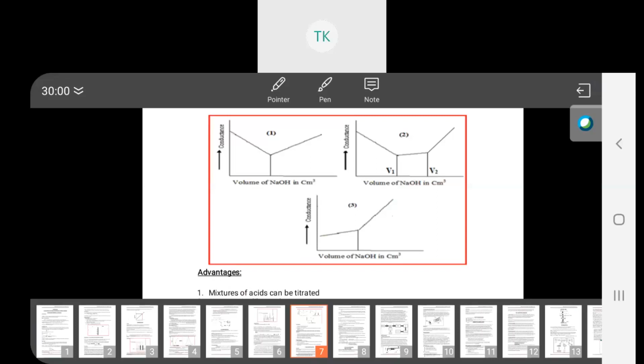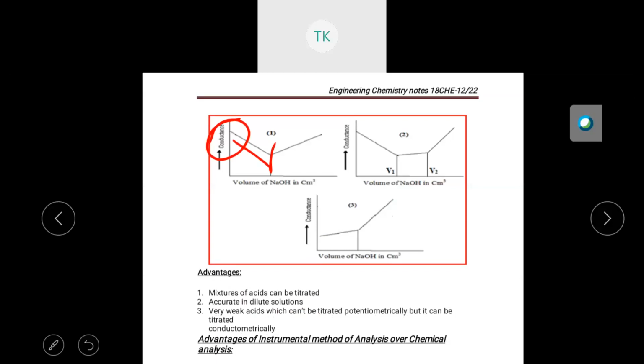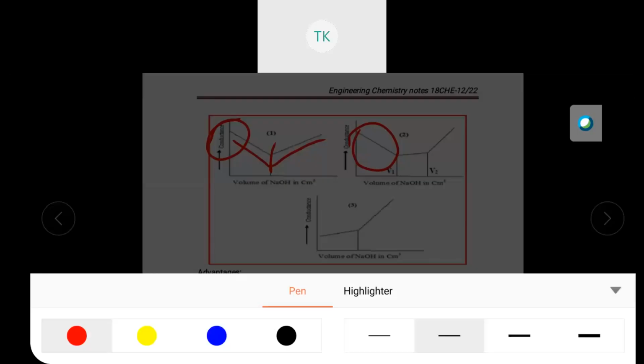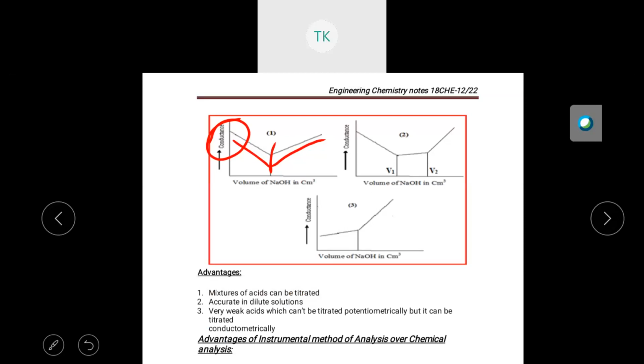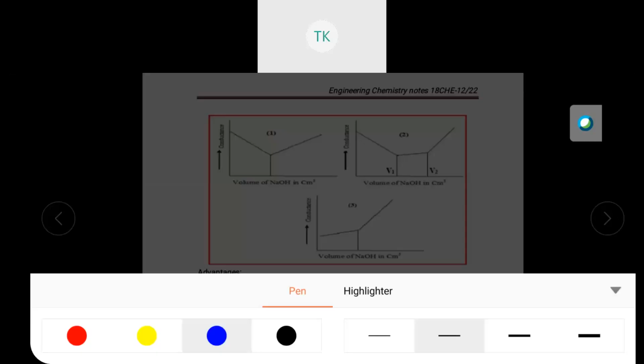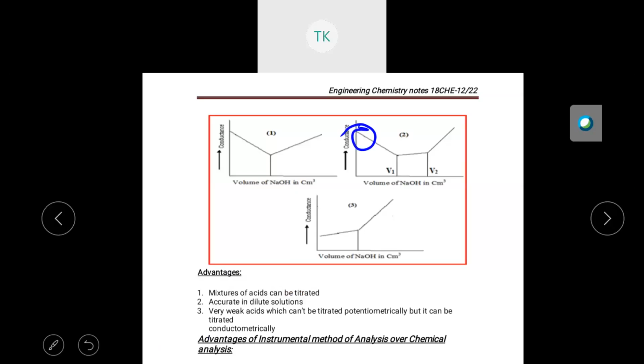The same explanation holds good here for the second graph. That is H plus ion here. Initially, the conductance value is very high due to H plus ion from HCl. You have taken HCl, right? So HCl is a strong acid, so H plus ion is very strong here. Once you start adding NaOH, the conductance will decrease due to what? H plus ion is replaced by Na plus ion. This V1 is due to HCl.